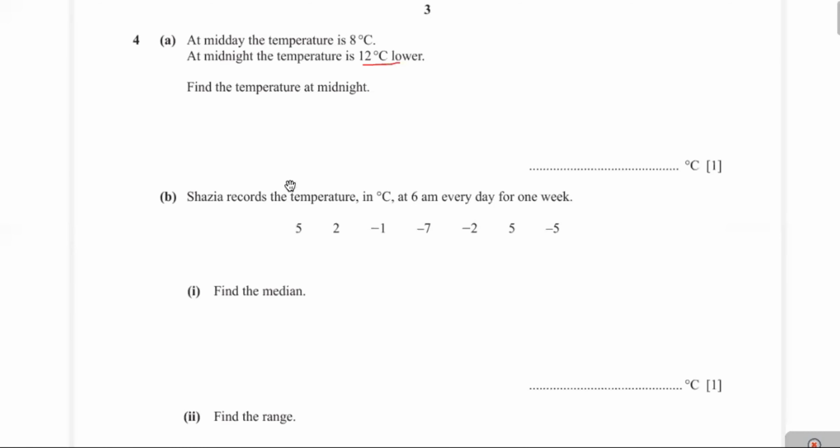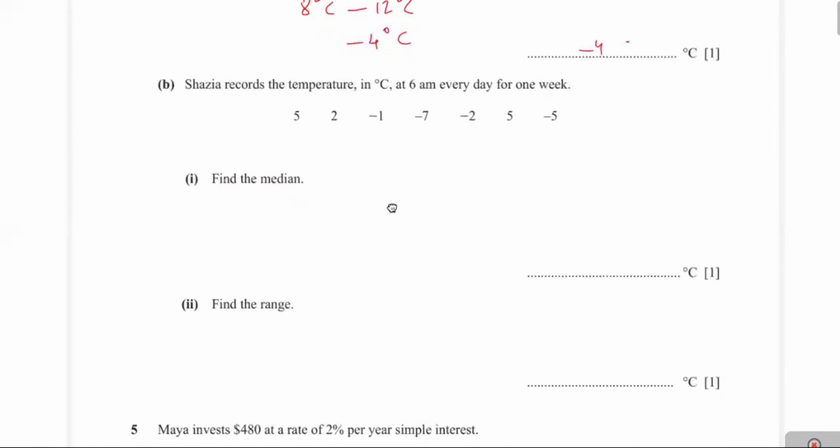Question number 4. At midday, the temperature is 8 degrees Celsius. At midnight, the temperature is 12 degrees Celsius lower. Find the temperature at midnight. Now you see here the midday temperature was 8 centigrade and the midnight temperature becomes 20 centigrade lower, means minus 20 degrees Celsius. Now, therefore, the answer will be minus 4 degrees Celsius. Now we write here minus 4.